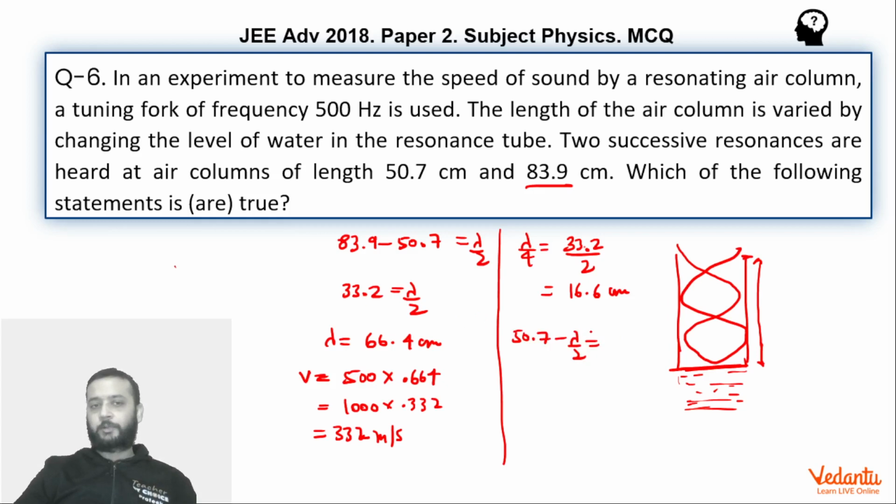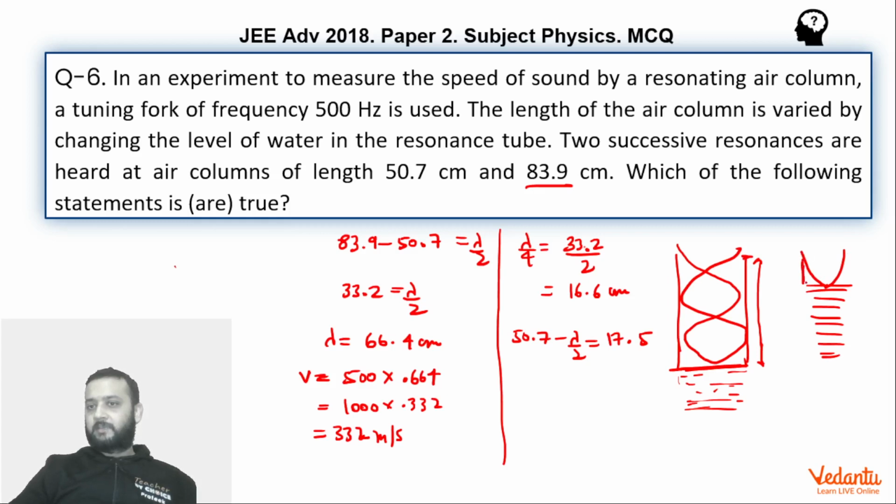50.7 minus 33.2, so this will become 17.5. Okay, so till the time we are able to deduct lambda by 2, till that time we can say that the resonance must have been of the higher value. So what I'm trying to say is that, see, in the fundamental mode, this will be the scenario, like the water surface will be till here in the fundamental mode.